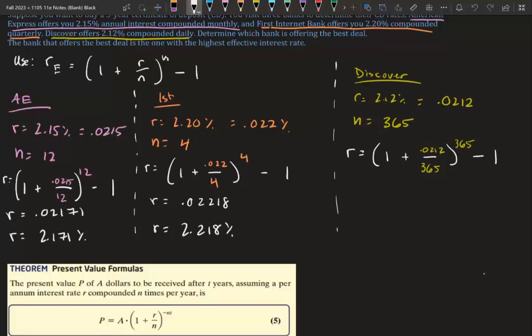When we plug this into our calculator, we get 0.02143, which is 2.143%. So the biggest number is going to be the best deal. So our biggest number is 2.218%. That means that's going to be the best effective rate of return.